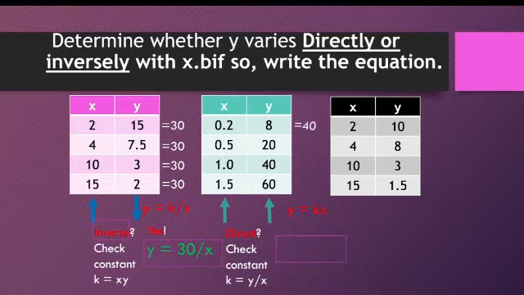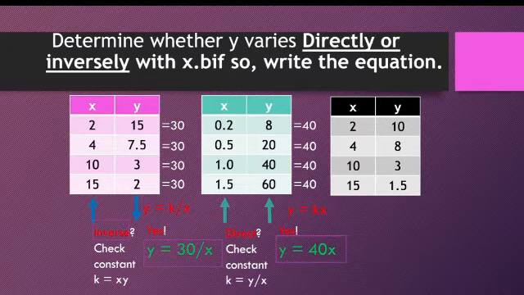So, let's see. 8 divided by 0.2 is 40. 20 divided by 0.5 is 40. 40 divided by 1 is 40 also. And 60 divided by 1.5 is 40. So, this is a direct variation since we have a common ratio which is 40. So, y is equal to 40x for our equation.